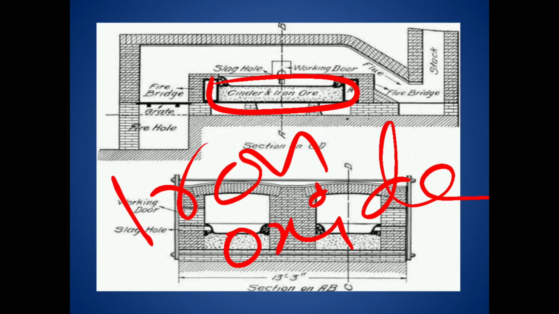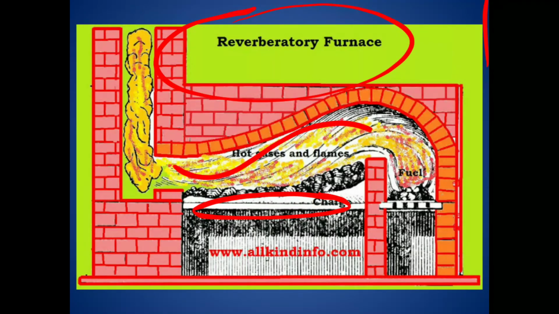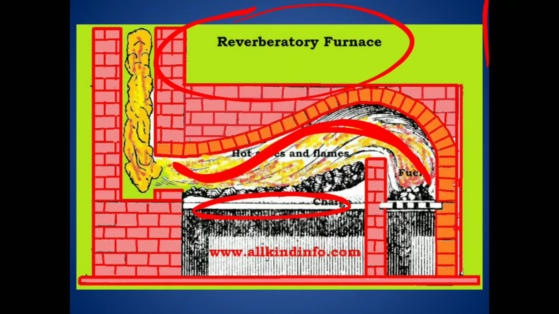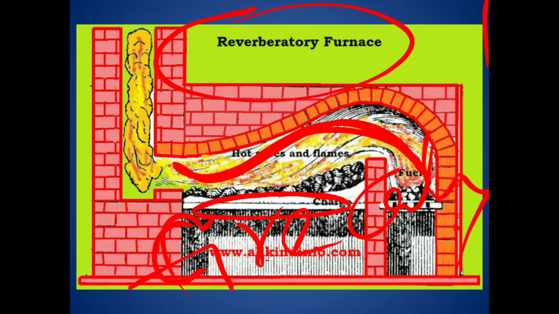What is the use of this iron oxide? It does some chemical reactions to eliminate the impurities in the hematite. Similarly, the domed roof, this dome-shaped roof, is lined with fire clay. It is rich in alumina.